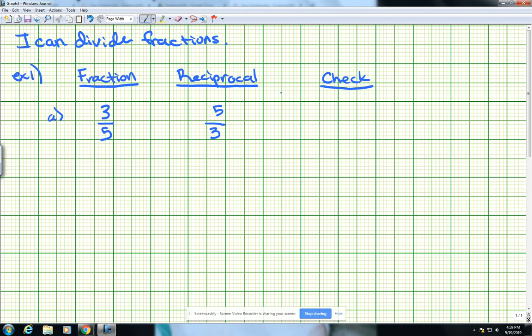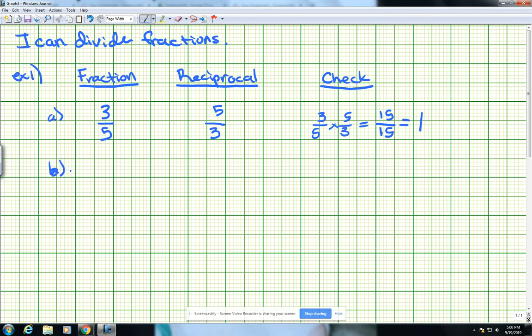Now the way we check to make sure that this is really the reciprocal is by multiplying these two fractions. And if we get a whole number of 1, then we know we've done it right. So if I do 3/5 times 5/3, 3 times 5 is 15. 5 times 3 is 15. And 15 can go into 15 one whole time. So we know we've done it correctly because we ended up with 1 whole.